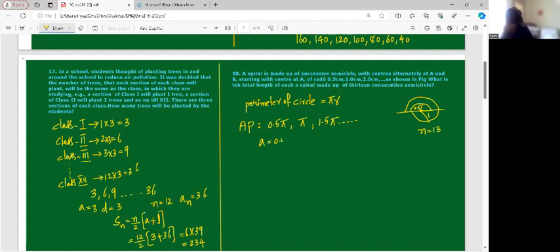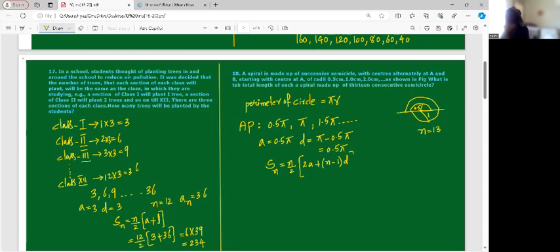First term will be taken as 0.5 into pi. The common difference is the second term minus the first term, from 1 pi if you subtract 0.5 pi, 1 minus half means you will get half only. Half pi is the value of d. Okay, n is already 13. We have to substitute in this formula: Sn is equal to n by 2 into 2a plus n minus 1 into d.